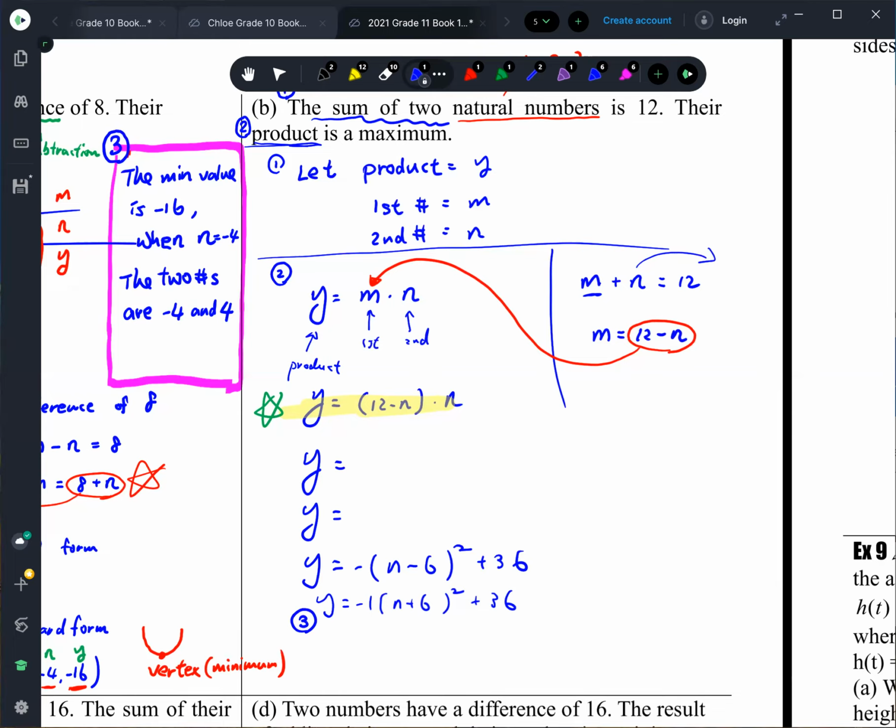Hey, Geoffrey, have you got to here yet? Standard form? Still working on it. Okay. Let me know when you got it. I'll expand the bracket first, all right? So it'll be -n squared plus 12n. Okay, multiply the n in.